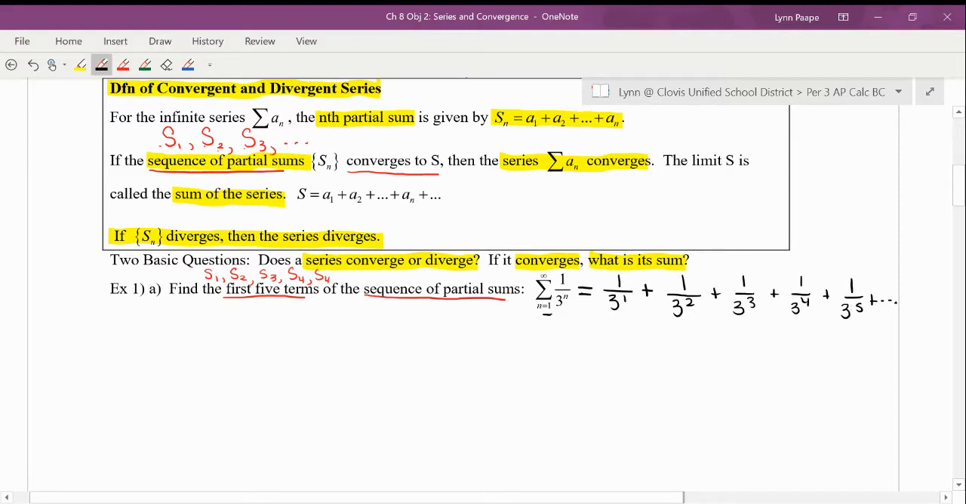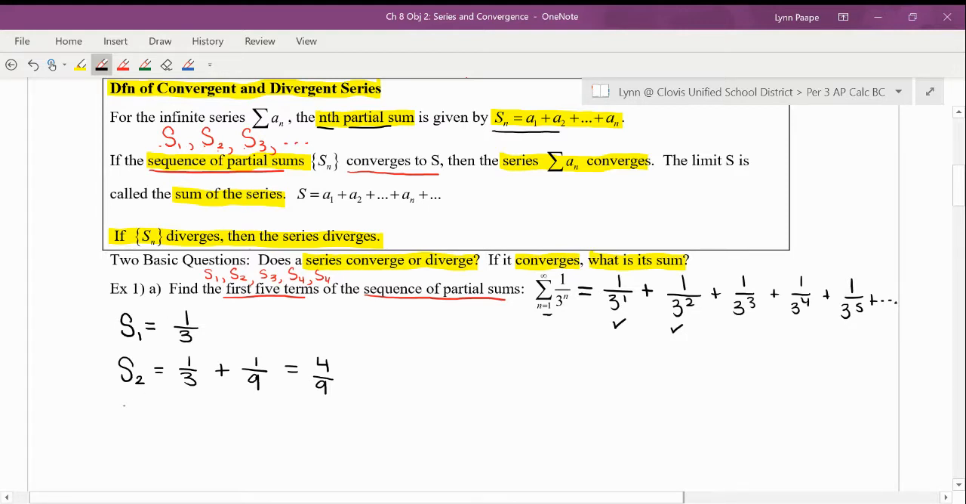Now I want to find the first 5 terms of the sequence of partial sums. That means I need to find S1. I want to sum up the first term, which is just 1 over 3 to the first, or 1/3. So there's the first term. Now I want to find S2, the second partial sum, which means I only add up the first 2 terms. I take 1/3 and add that to 1 over 3 squared, which is 1/9. That's 3/9 plus 1/9, which is 4/9. So there's S1, there's S2.